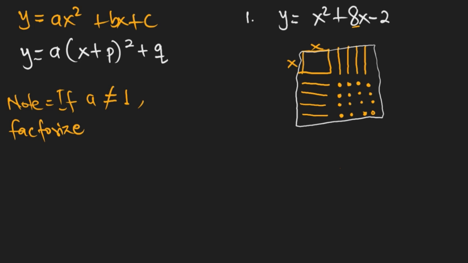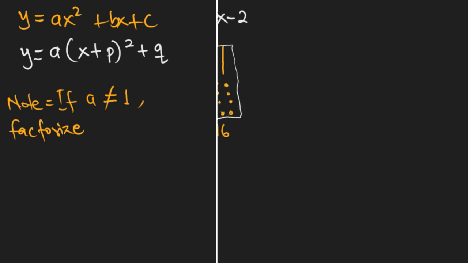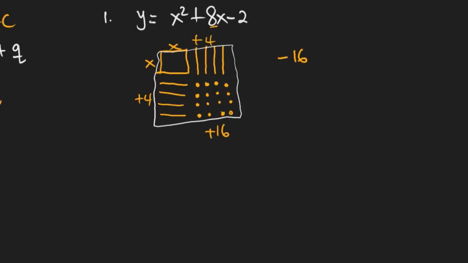Okay, so I first of all split the x and x. I divided this 8 into 2 to give me 4 strokes up, 4 strokes down. So since this is plus 8, I write plus 4 here. I also write plus 4 here. And then when I completed this part of the square, I got 16. So this is plus 16. Now in solving, I use negative 16, and then I add this last number here, which is negative 2. So this gives me negative 18.